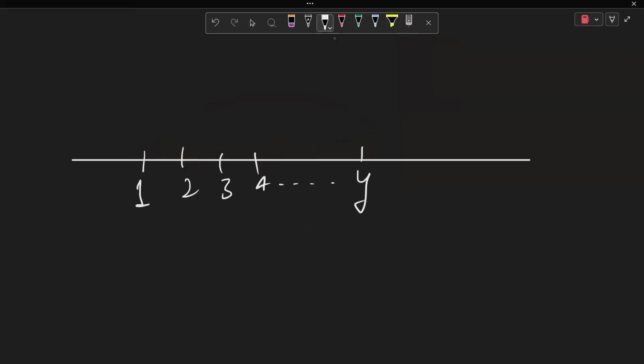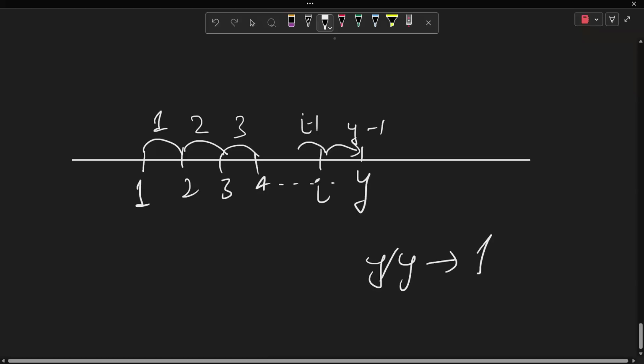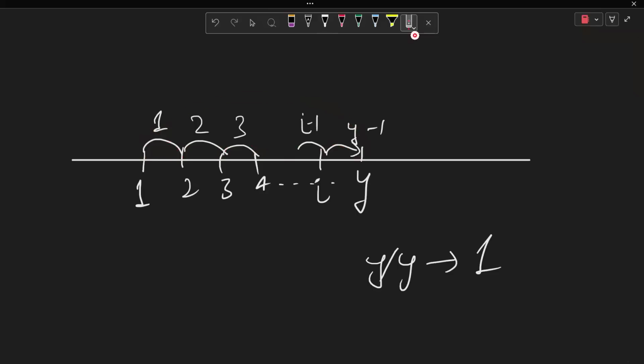Like in one step you reach 2, in two steps you reach 3, in three steps you reach 4. In how many steps would you reach some value I? In I minus 1 steps you will reach I. So in y minus 1 steps, you will reach y. After that, you will just divide y by y and make it 1. So it's a cycle of y minus 1 steps if you look closely. So after every y minus 1 steps, you are again getting back to 1.